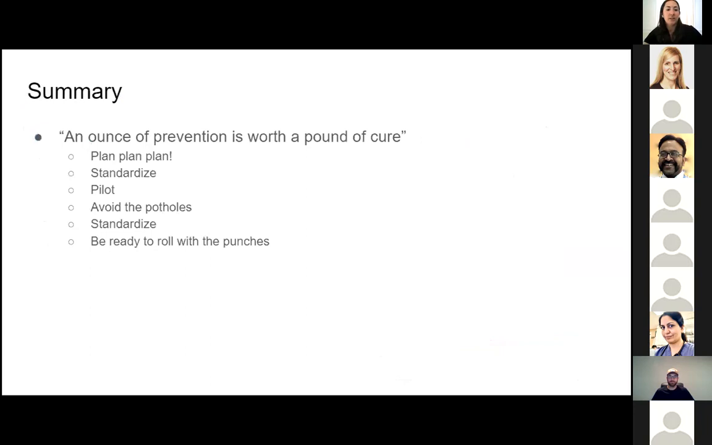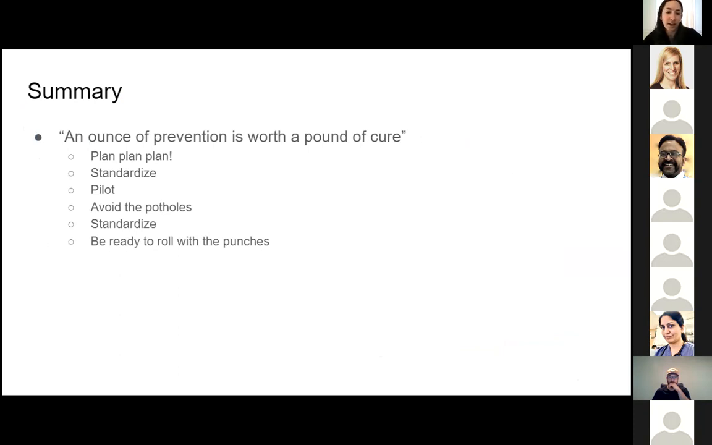All right, so in summary, I think the theme of this paper is an ounce of prevention is worth a pound of cure. So the more time that you spend designing your study in advance and thinking about your potential pitfalls and standardizing your study, the better your outcomes are going to be. Pilot your studies, avoid the potholes.